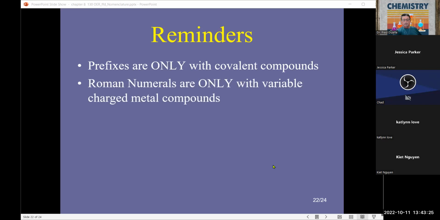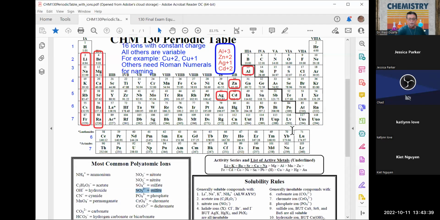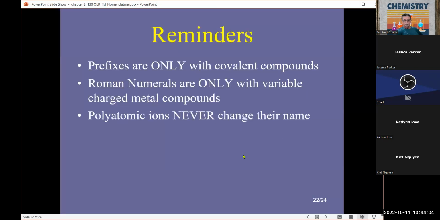Roman numerals are only for those metals that have variable charges, variable oxidation numbers. Remember, there's only 16 that do not. Refresh your memory. Go back to the periodic table, and it's those guys I circled in red. Group 1, group 2, there's 12 of them right there. And then I got aluminum, zinc, silver, and cadmium, 4 more, which gives you the 16. That means every other metal has a variable oxidation number, okay? And therefore requires the use of Roman numerals to distinguish them apart.